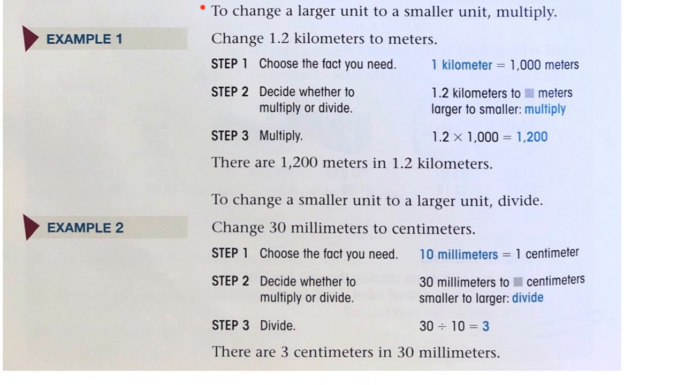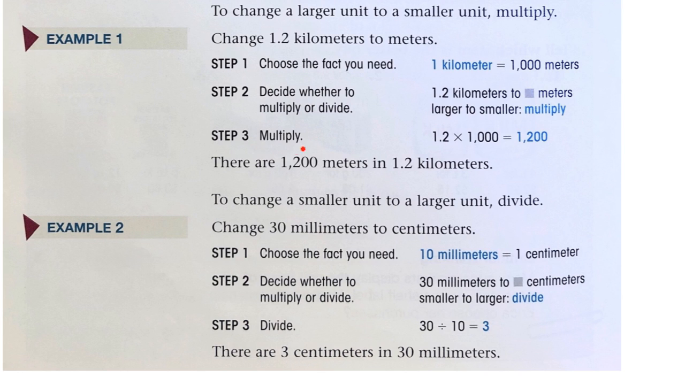To change a larger unit to a smaller unit, multiply. So change 1.2 kilometers to meters. Choose the fact you need. 1 kilometer is 1,000 meters. Decide whether you have to multiply or divide. From kilometers to meters, we're moving from larger to smaller, so we multiply.